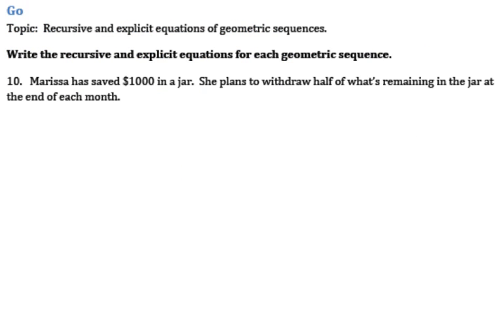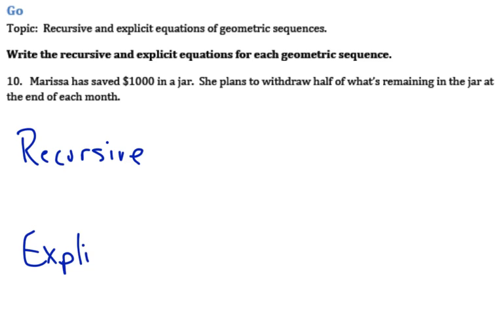Now, on the go section, it wants us to write a recursive and an explicit equation. Okay. So, Marissa has saved $1,000 in a jar. She plans to withdraw half of what's remaining in the jar at the end of each month.